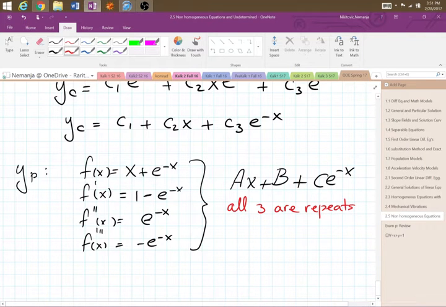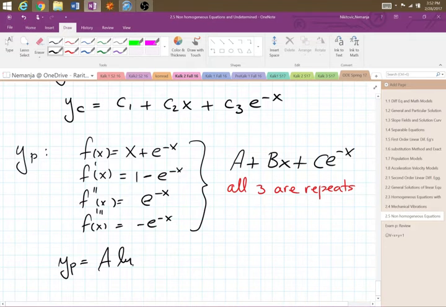Because all three are repeats, we are going to use the trick. So I'll start with B first. I could have started with B. You know what? I want to change it because I can. A plus bx plus c. There. That's better. So we have a constants matching and so on. So A ln x plus bx ln x plus cx e to the negative x.